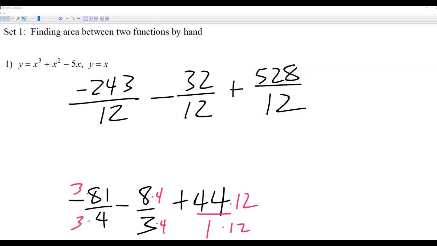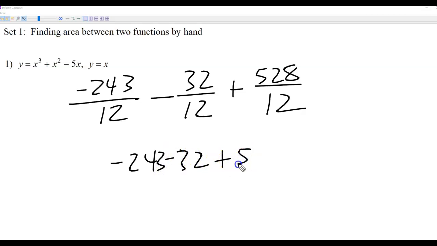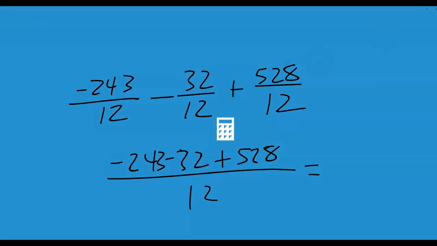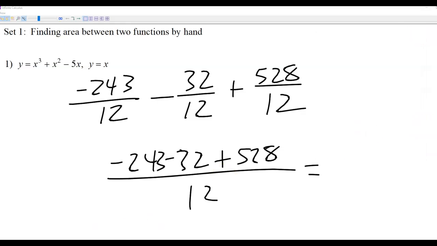And then after we've got a common denominator, we can just put these fractions' numerators together. So we have negative 243 minus 32 plus 528 all over 12. So I'm going to get out my trusty calculator here and put all the numbers together. So we have 243, which is negative, minus 32, and then plus 528. And I put 253.